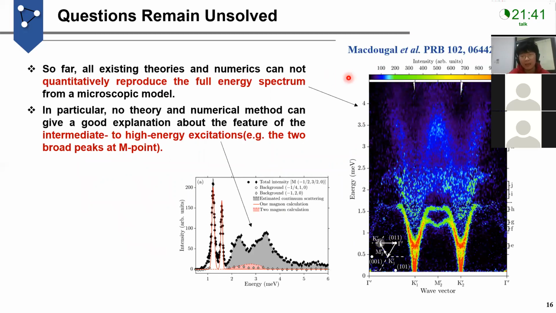Although these theories have successfully explained some characteristics of the spectrum, especially the low energy parts, so far all existing theories and numerics cannot quantitatively reproduce the full energy spectrum from pure microscopic models and compare directly with the experiments. And also, in particular, no theory or numerical method can give a good explanation about the features of the intermediate regions here and the high energy regions here, these two broad peaks. They only predict the low magnon branch.